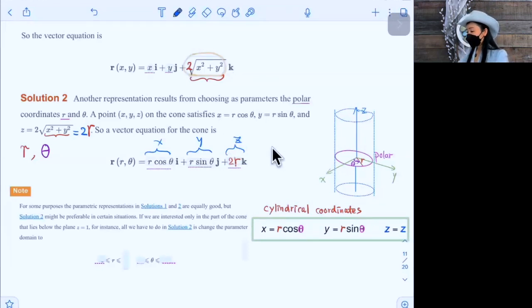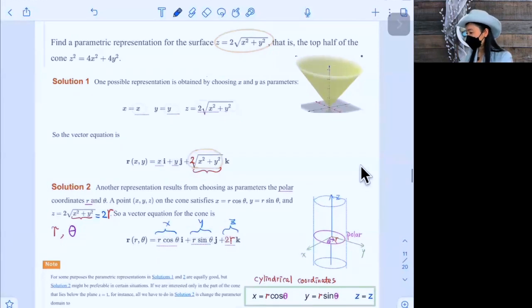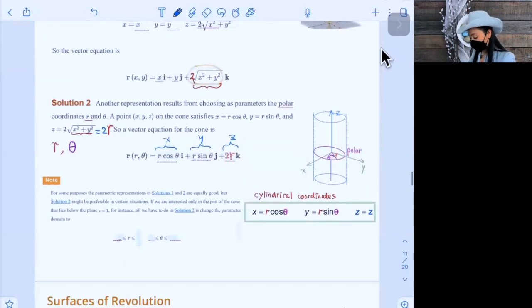Okay, but we also need to put down the restriction here, right? The theta should go from 0 to 2 pi, and then r here goes from 0 to, oh, there's no restriction on the r. The r actually goes to infinity. Okay, 0 to infinity.